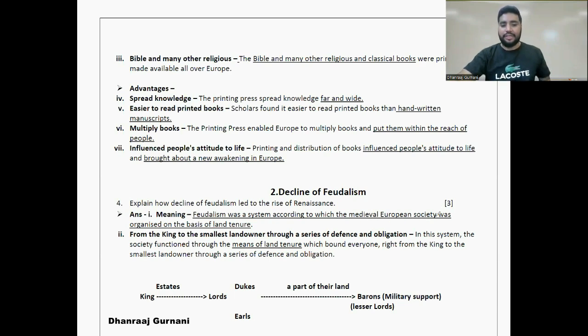Second one, that is from the king to the smallest landlord through a series of defense and obligation. In this system, the society functioned through the means of land tenure. So at that time, land was very important, by which everybody was bound, from the king to the smallest landowner, through a series of defense and obligation which they had.